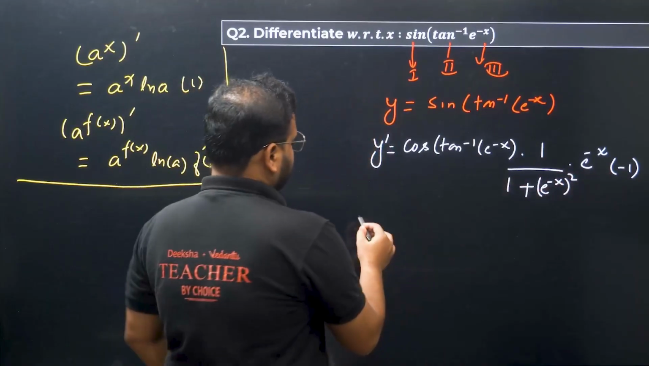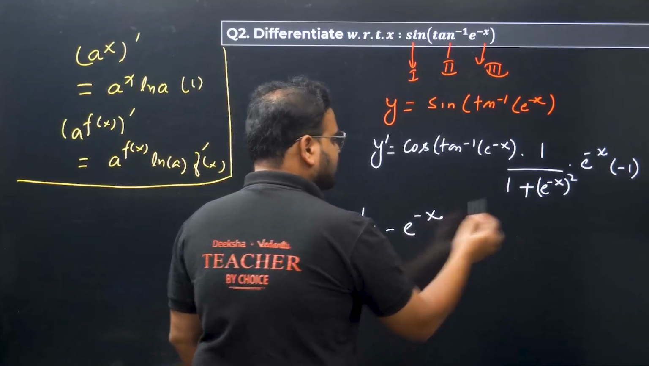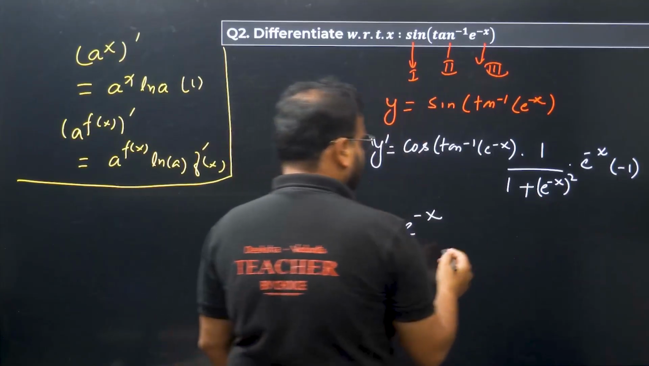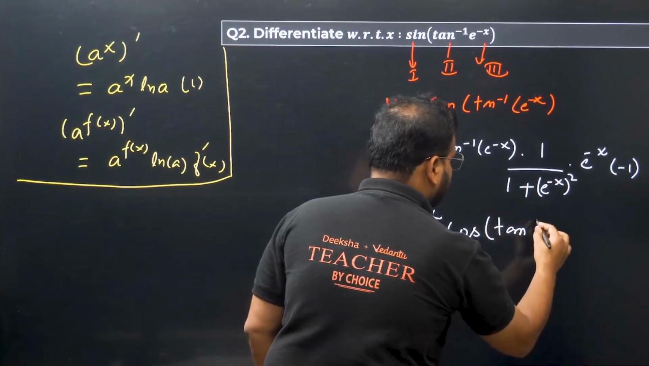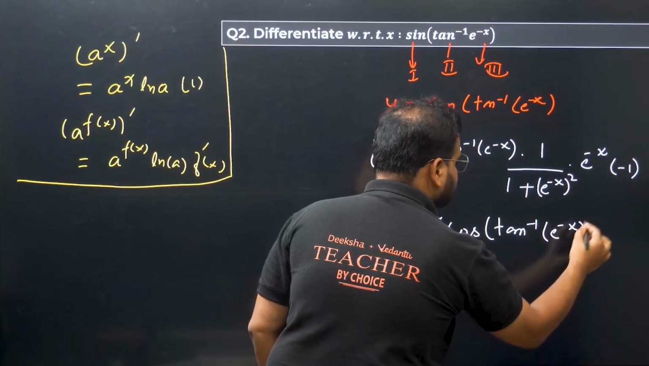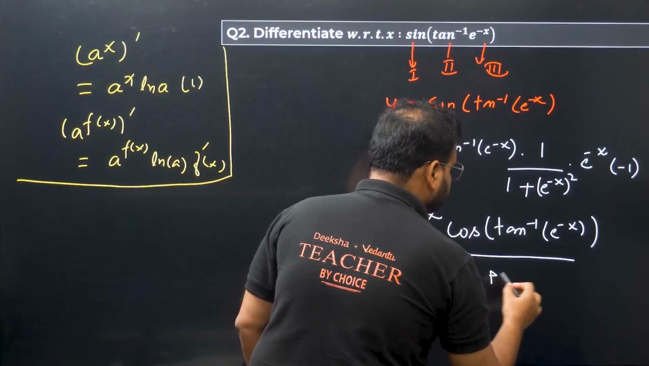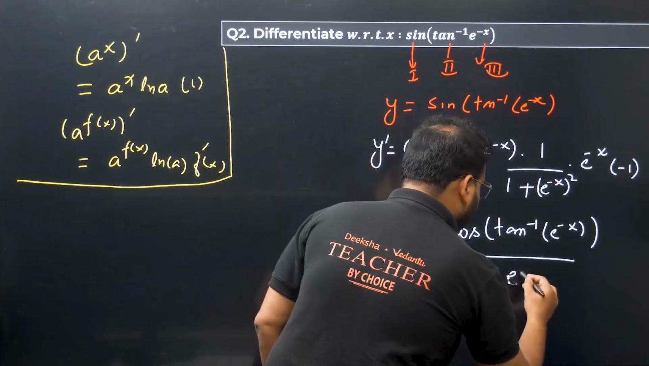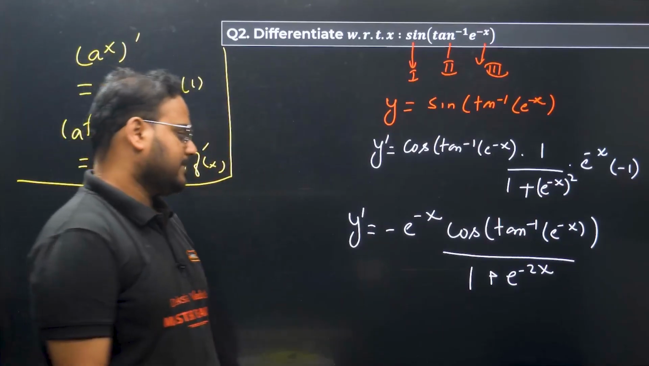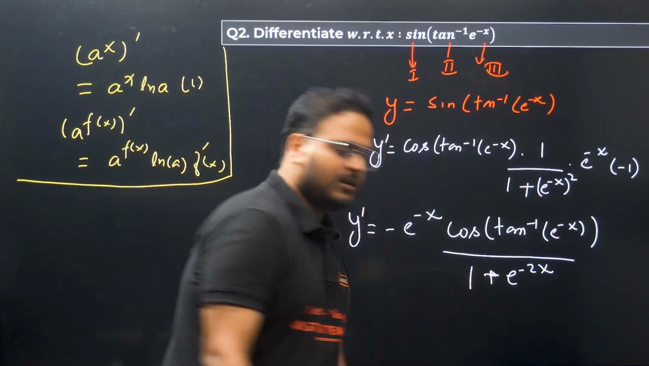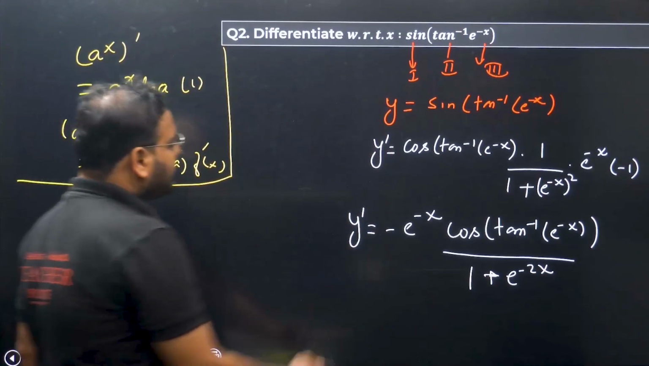Great. So my final answer will be like this: y dash equals minus e power minus x, this minus sign comes in front, times cos of tan inverse of e power minus x, and this divided by 1 plus e power minus 2x. Power to power gets multiplied, right? So 1 plus e power minus 2x. This is plus. Done. The question is solved. That's your final answer.